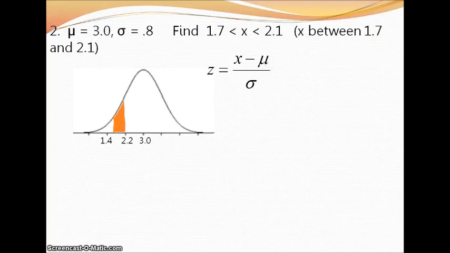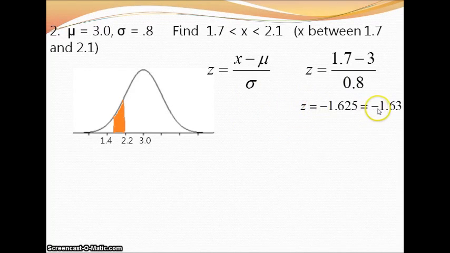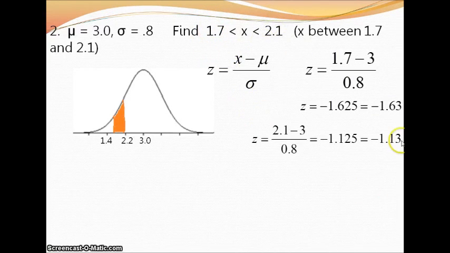So here's our z formula. I'm going to plug in two of these. If I plug in 1.7, the mean is 3, the standard deviation is 0.8. I get a z-score of negative 1.63 for this x. I do it again for 2.1 and I get a z-score of negative 1.13 for this x. Notice negative 1.13 is further right on the number line. So I'm going to have to look up these respective z-scores to find the likelihood that they would happen or less, always less on our chart.